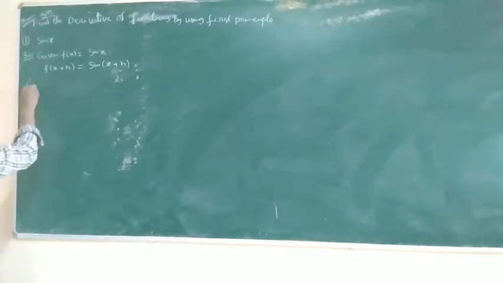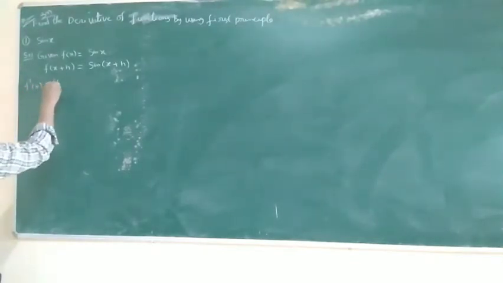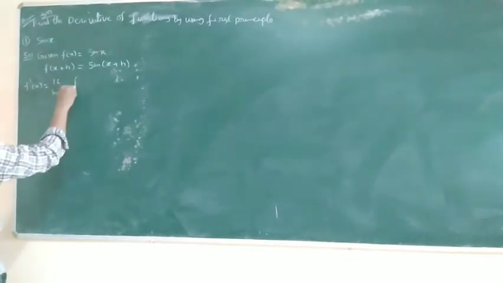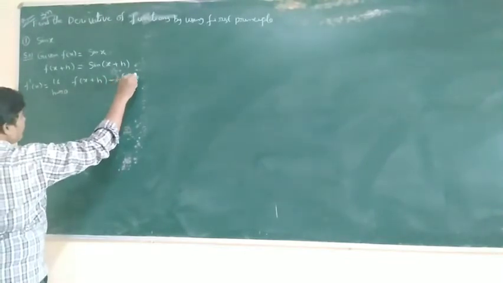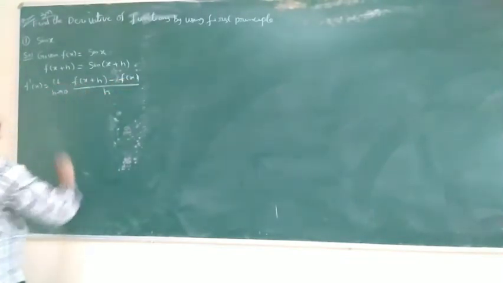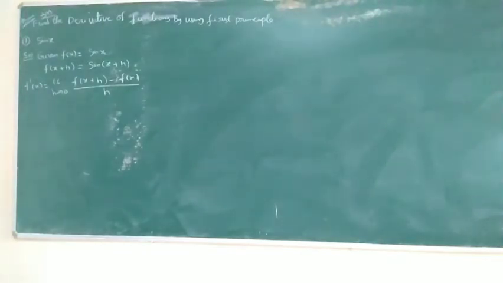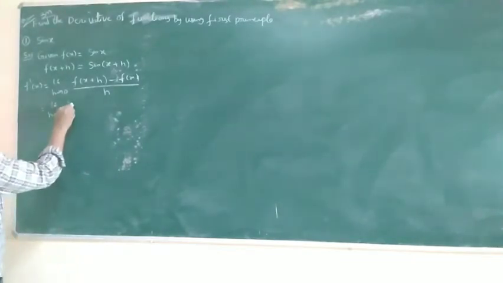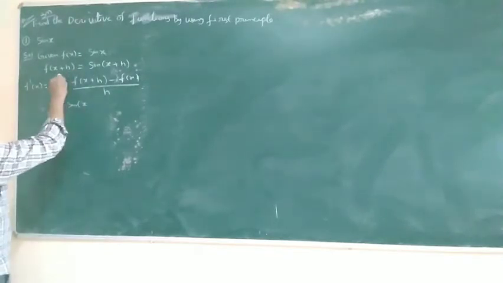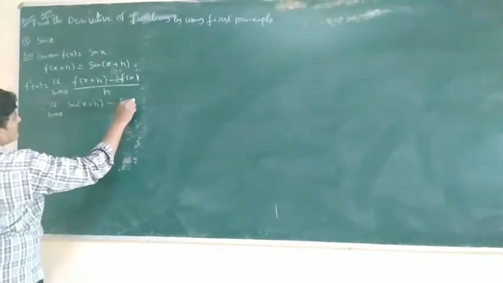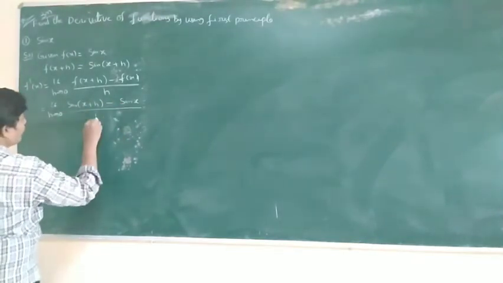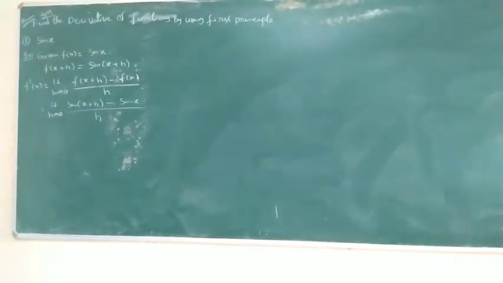f dash of x is equal to the formula: limit h tends to 0, f of x plus h minus f of x, by h. Now, limit h tends to 0, substitute f of x plus h as sin of x plus h, minus f of x, which is sin x, by h. 1 mark.